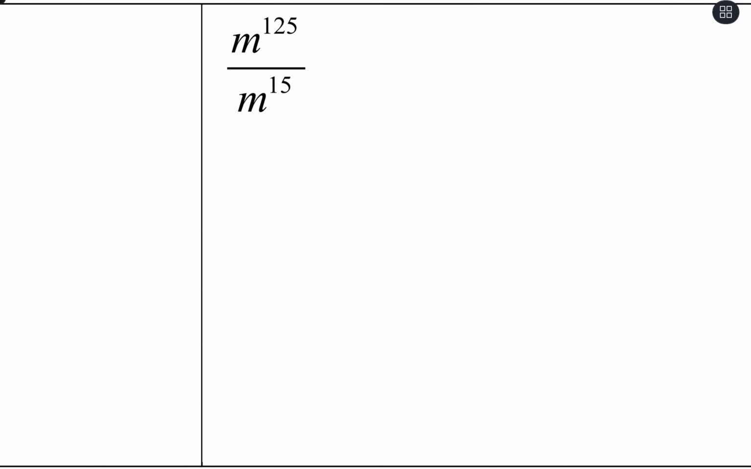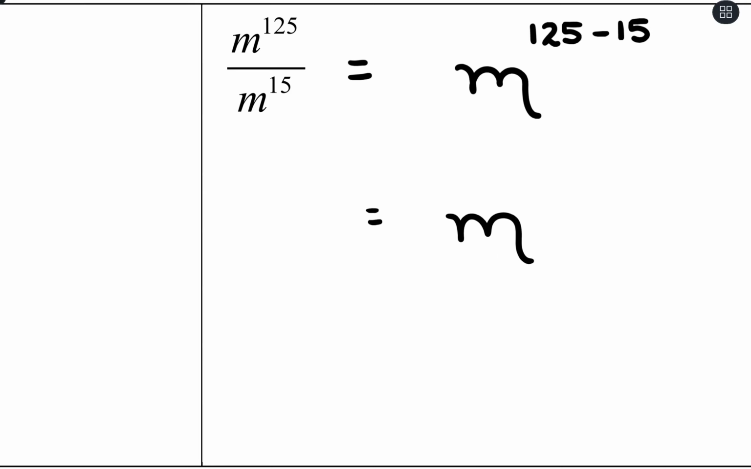Here we are dividing. Again, same base of m is very important there, so we can combine this into a single expression with a base of m, and to do that we would need to take the exponent in the numerator minus the denominator. And then we would just simplify, so we have a base of m, 125 minus 15 for 110.